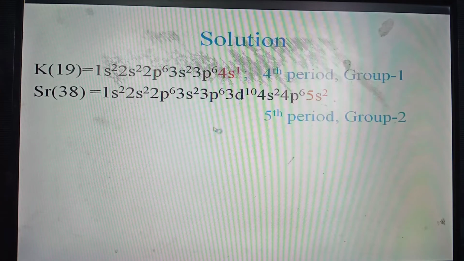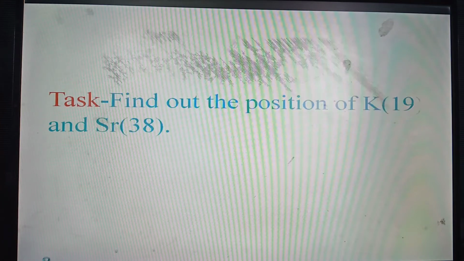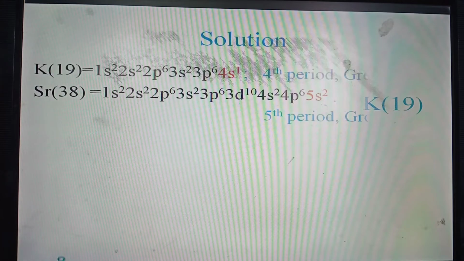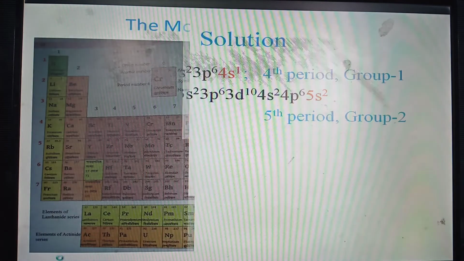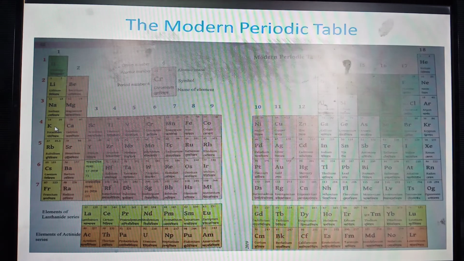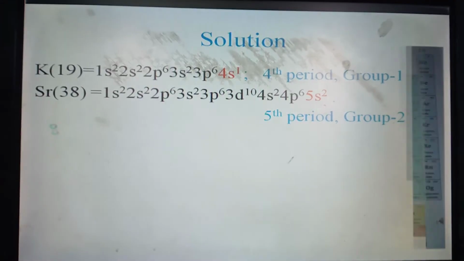Look at this. Potassium: 4 energy levels are involved in this case, 1, 2, 3, 4. So it is an element of the fourth period, and since there is 1 electron in the s orbital, it is placed in group 1. So the position of potassium is fourth period, group 1. Let us see the position in the periodic table. Potassium is placed in the fourth period, group 1. What about strontium?